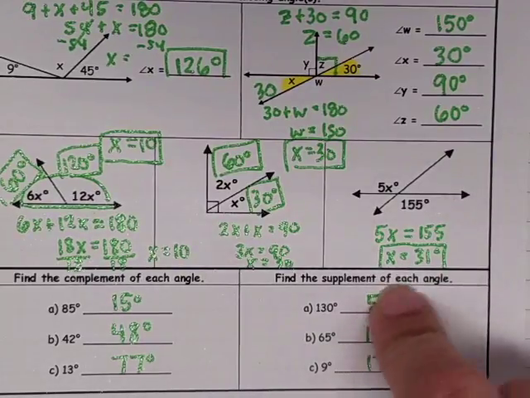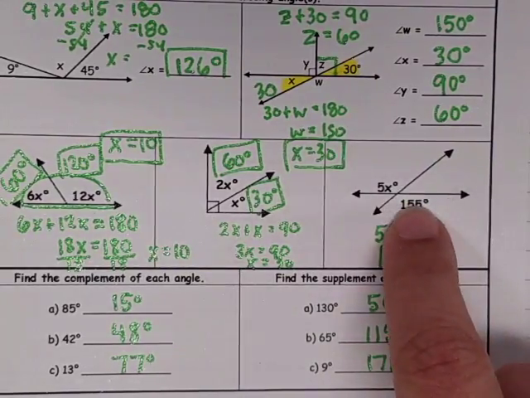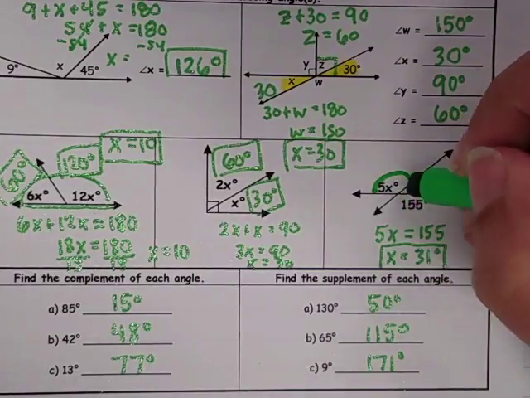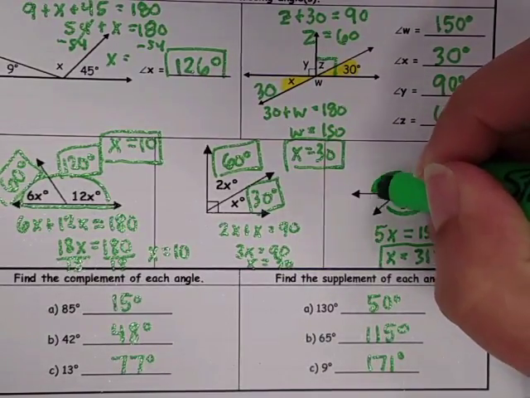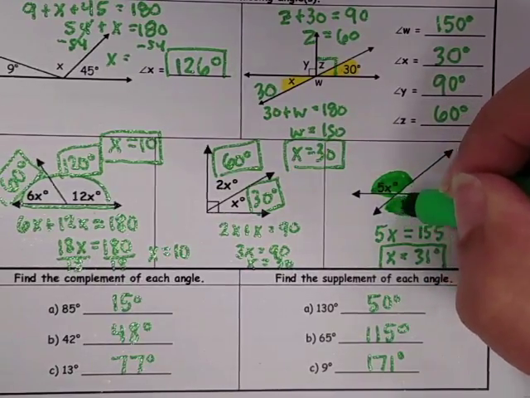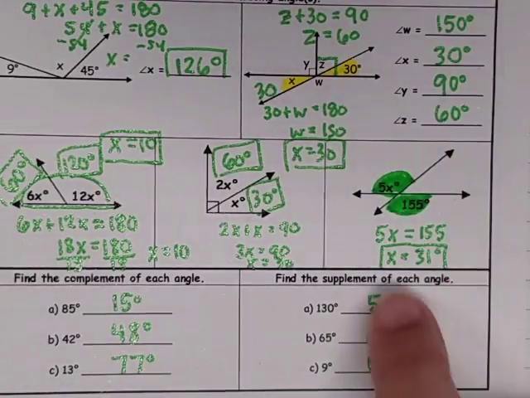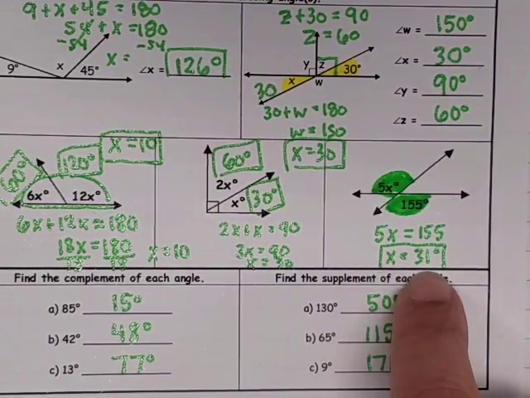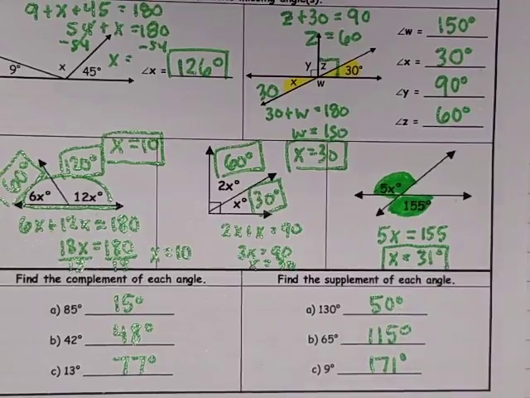And then this last one here, 5x is vertical to 155. So vertical angles, if you look at your notes, vertical angles are congruent, and congruent means to be equal. So that's why I was able to say 5x equals 155. And then that means that x is equal to 31.